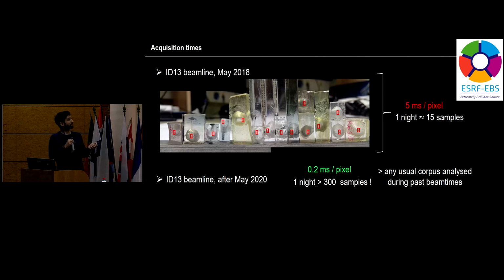When we were with Marine in May, only 2 years ago, this was one night of analysis, and this was already particularly fast at the time, meaning that in one night we could map 15 samples or so. With the ESRF EBS, technically, we would reach such speed that in one night we could theoretically achieve more than 300 samples analyzed, which is ridiculous, because basically this is more than any usual corpus analyzed during a beam time.